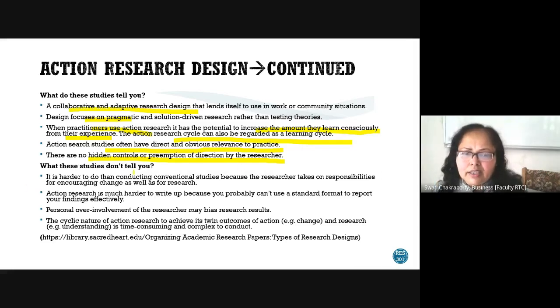What don't these studies tell you? It's harder to do than conducting conventional studies. Why? Because the researcher takes on responsibilities for encouraging change as well as for research. It's harder to write up because you can't actually use a standard format to report your findings effectively. And sometimes personal over-involvement happens, which may result in biased results. The cyclic nature of action research, which aims to achieve two outcomes simultaneously, that is change and understanding, is time consuming as well as complex to conduct.